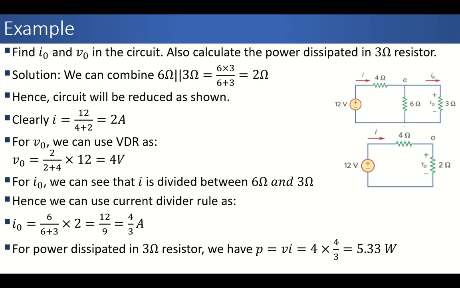So for the power dissipated, next we want to find the power dissipated in the 3 ohm resistance. We know that power is the product of the voltage and current in that branch or resistance. So the voltage across the 3 ohm resistance is 4, multiplied by the current, 4 upon 3. So 4 into 4 will be 16 divided by 3. This will be 5.33 watts. So this will be the power dissipated in the 3 ohm resistance.